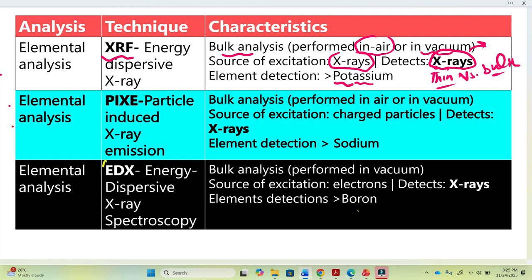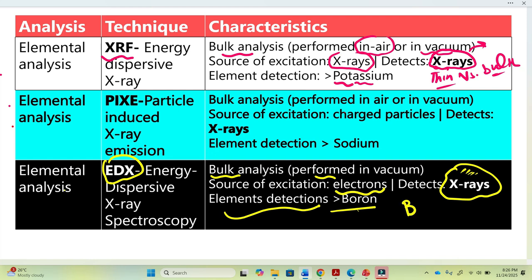Now, let's discuss the EDX here. It is also bulk analysis. This means that we use this technique for bulk samples, and it is only performed in vacuum. Very important, because we know electrons are very sensitive, very light particles. So this is why it is only performed in vacuum. Here the source of excitation is basically electrons, high energetic electrons, and we detect X-ray. These X-rays contain a lot of information. Now the element detection limit is basically boron. Elements with higher atomic number than boron we can detect and analyze using this technique.